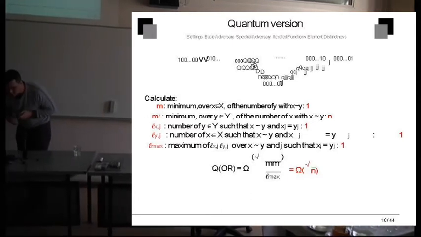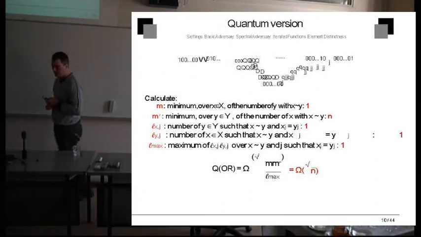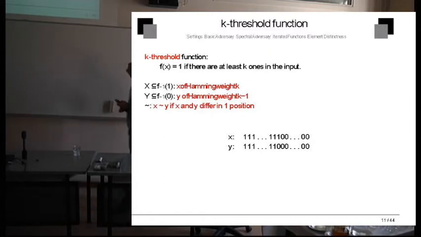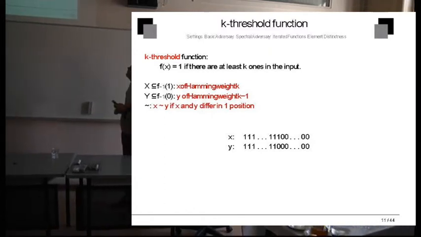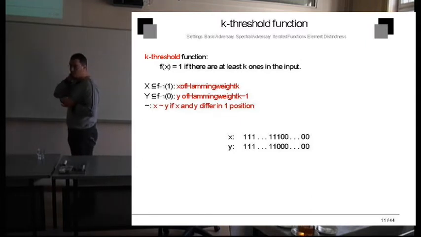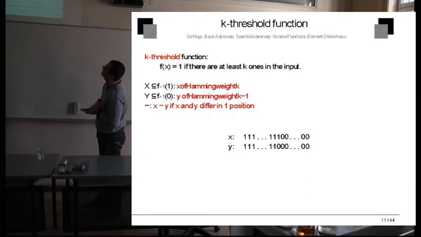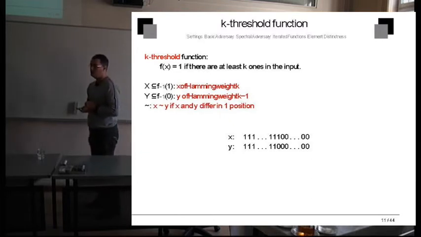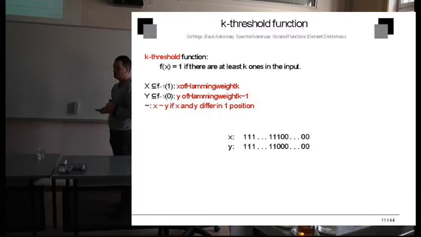Okay, so let us consider a different example, a bit more involved, that of the k-threshold function. It's similar. We again have a Boolean string of length n as input, and it returns 1 if there are at least k ones in the input. In particular, there are functions that we saw previously, just one threshold function.